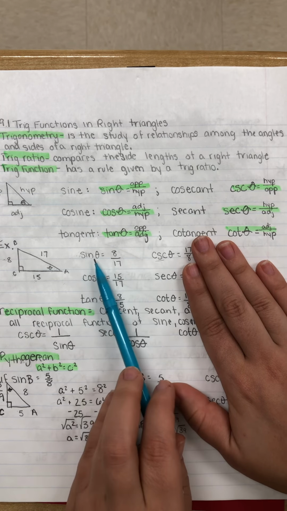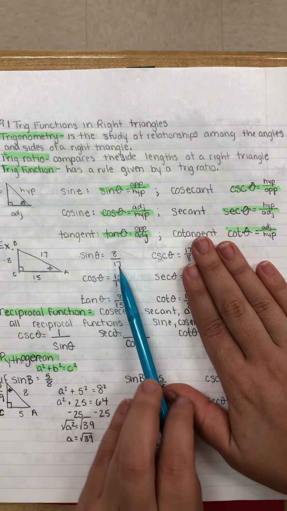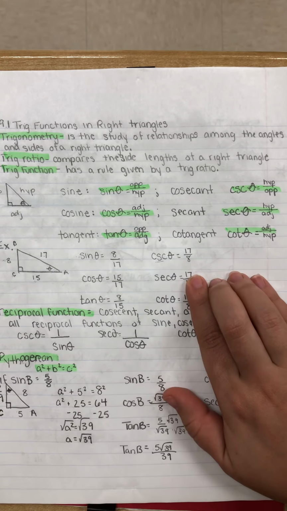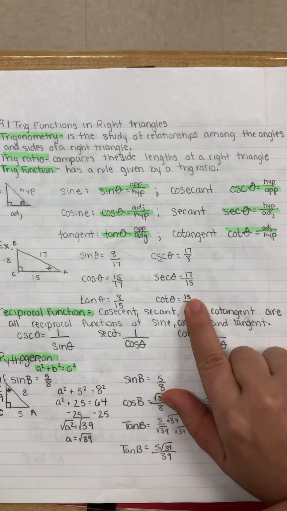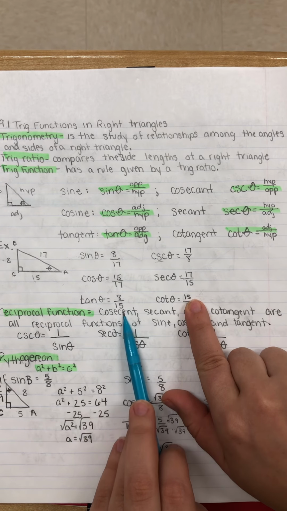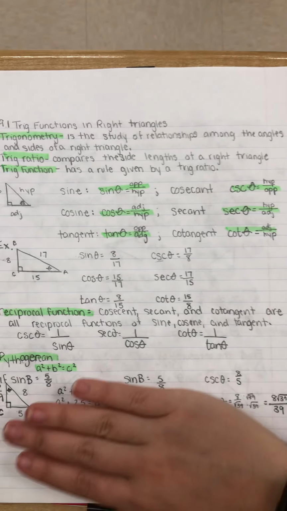So now flip this one, 8 over 17 turns into 17 over 8. 15 over 17 turns into 17 over 15. And then 8 over 15 turns into 15 over 8. It's that basic, okay?